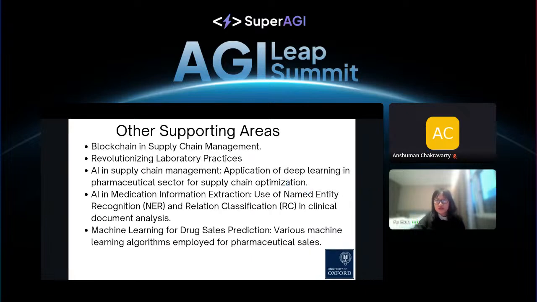The last section is other supporting areas like supply chain. The utilization of blockchain can be found in the way we manage and secure the flow of products. This innovative approach ensures greater traceability and security. And also, we can see laboratories are now leveraging AI to analyze biological samples, such as urine samples, enabling faster and more accurate diagnosis. And this marks an important leap forward in the efficiency and precision of lab tests.